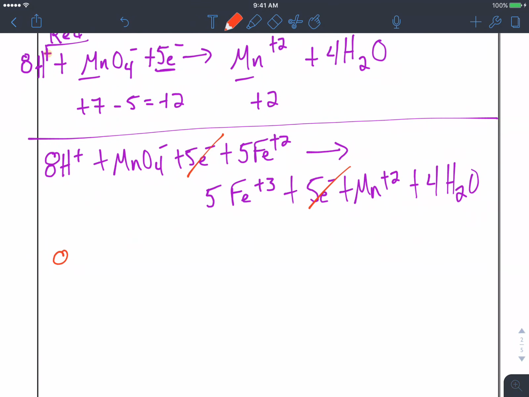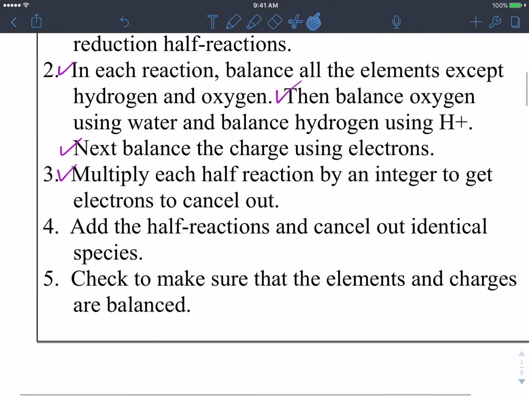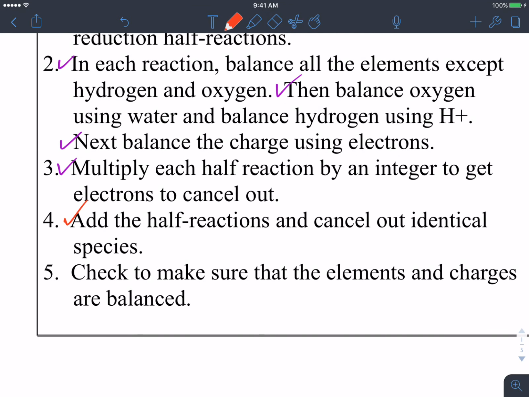So let's just rewrite this equation to make sure that we have everything down that we need to have down. It does not matter what order you write things in, as long as whatever's on the right side of the equation up above stays on the right side and whatever's on the left side stays on the left side. So you'll notice here I chose to put the iron last on the left side and first on the right side. It really doesn't matter. So now we're going to go back up to our last step. And it says to check to make sure that the elements and charges are balanced.